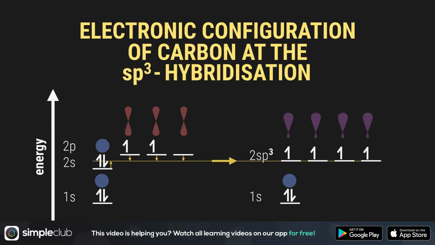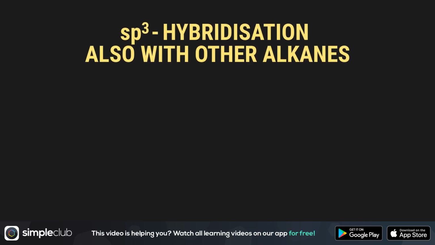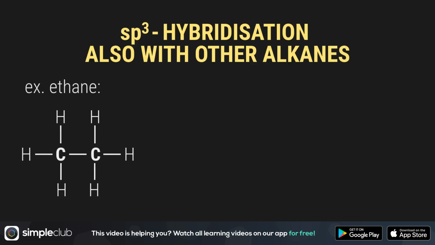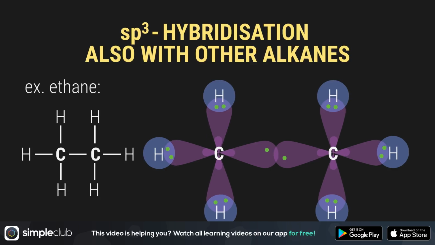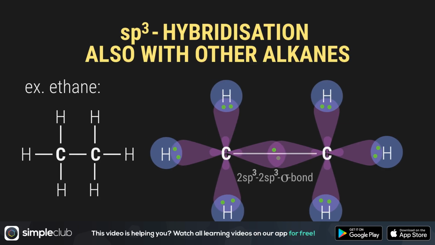The sp3 hybridization is not only for carbon atom in methane, but also with other alkanes. Alkanes are the carbon chains without double bonds, for example, ethane or butane. Let's take a closer look at ethane. Not only are sigma bonds created between the sp3 clubs and the hydrogen spheres, but also between the single C atoms right next to each other. This means all the bonds of alkanes are sigma bonds and are therefore freely rotatable.